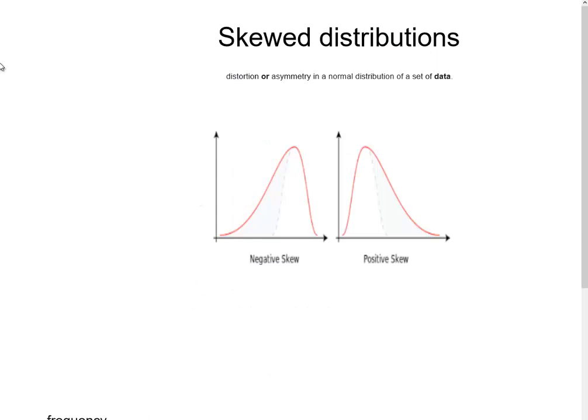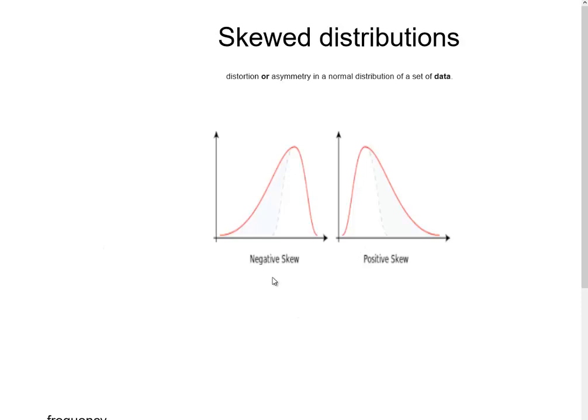Okay, so skewed distributions. Let's define them first; you would need to know that. It's basically distortion or asymmetry, so they're not symmetrical, in a normal distribution of a set of data. When data has not come from a normal distribution, we get very little data represented at one side or another. In other words, we get high or low scores, which results in a skewed graph, and I'll explain that now.